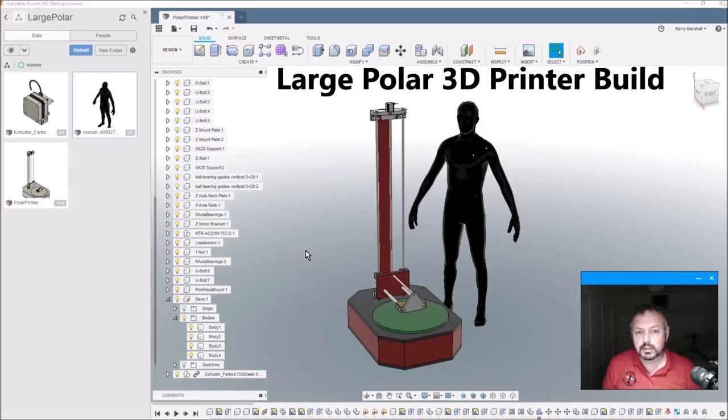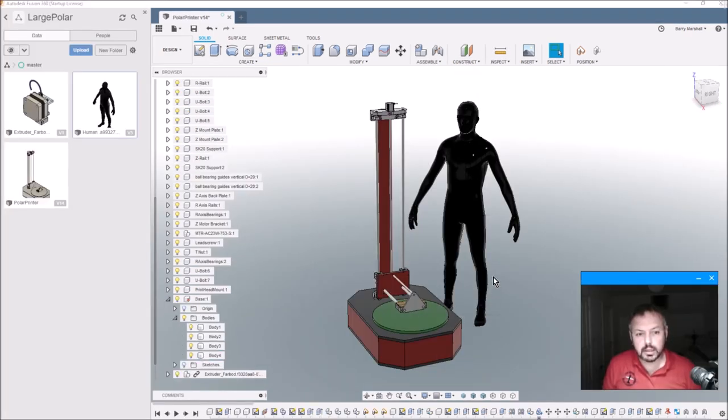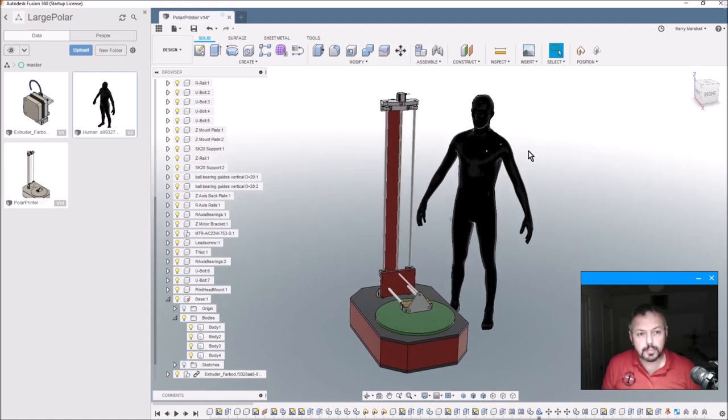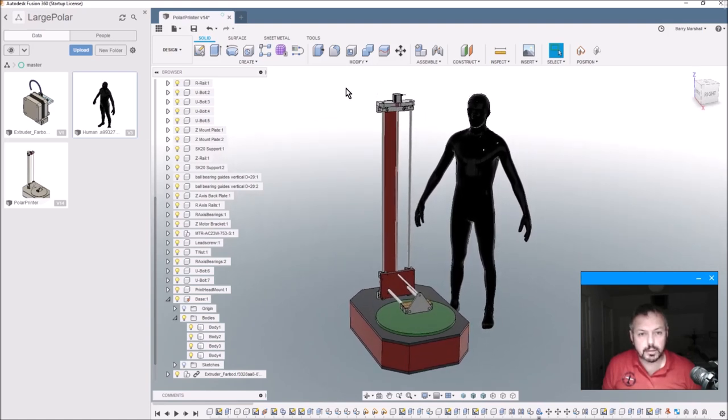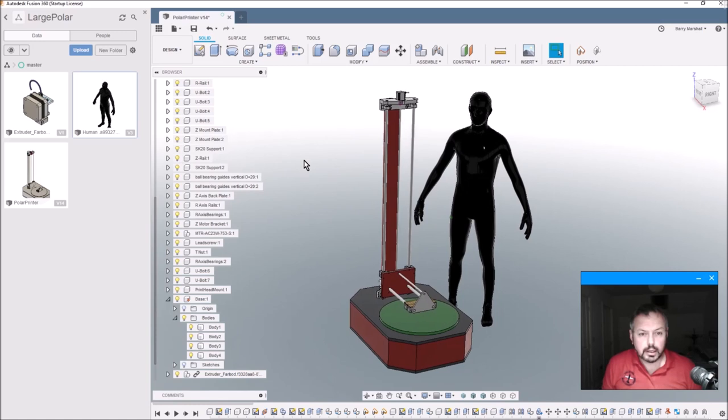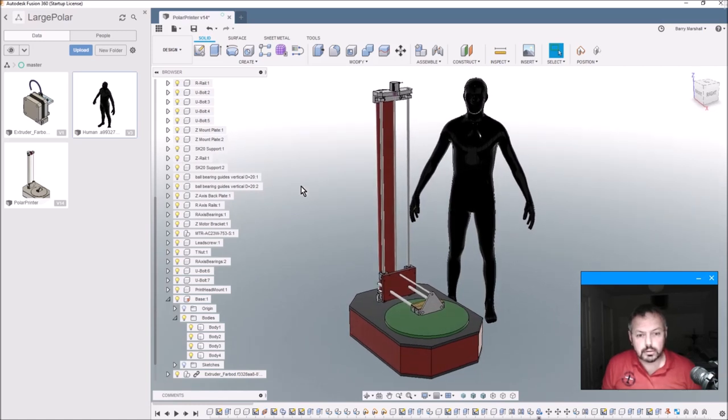So what have we got here? Well, as you can see, this is a fairly large 3D printer. So this is Average Joe. This printer is about as tall as me. It's about 1.8 meters tall and it's an unusual design. So it's a polar printer. So what does that mean?